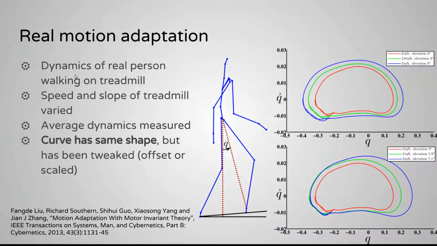So we find that this actually happens in nature. So this was another colleague, Shihui, who we strapped into a motion capture suit, and we put him on a treadmill in a variety of different scenarios. So the first scenario was to manipulate the speed of the treadmill. So he was walking on level ground, and of course this data is very noisy, so we had to average it out.